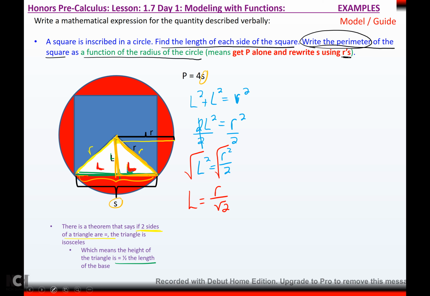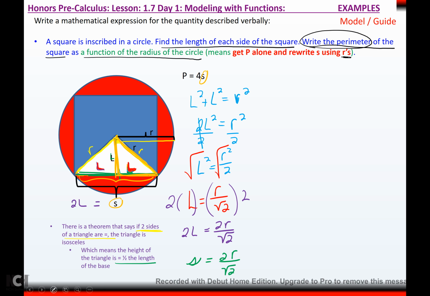So I need to multiply both sides by 2. I don't want to know what L is. I want to know what 2 times L is. But if I do that to that side, I've got to multiply by 2 on the other side. So this would give me 2L equals 2R over the square root of 2. Correct? And didn't we just decide that 2 L's equal a side? We did. So therefore, I can say that a side is equal to 2R over the square root of 2.